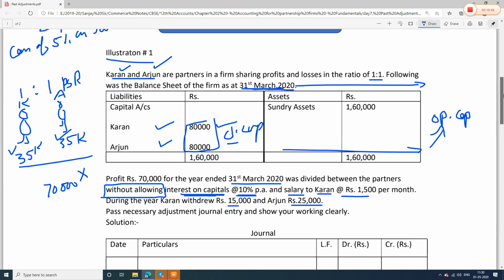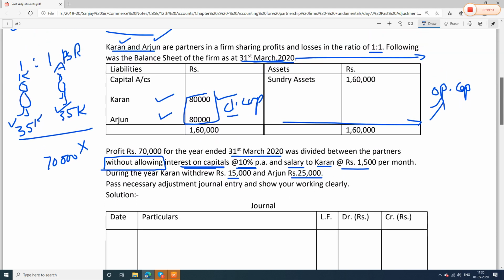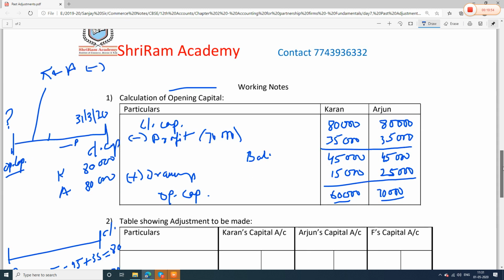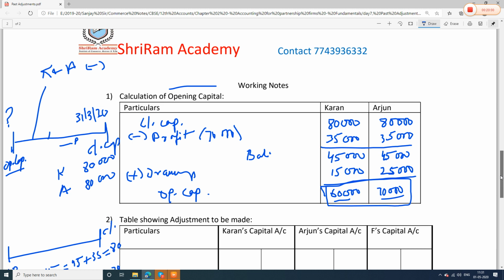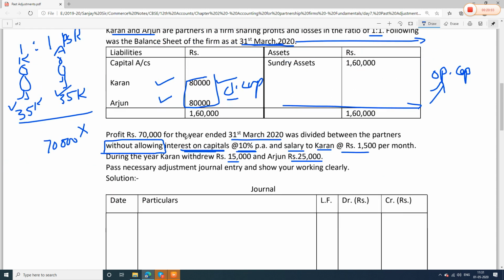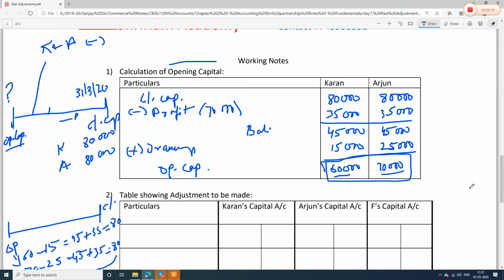Someone might ask me, sir, why have we calculated this opening capital 60,000 and 70,000? We have calculated opening capital because in the question, without allowing interest on capital of 10%, we have to calculate interest on capital on opening capital only, and we did not know what the opening capital is, so we made this working note. Now we can calculate the interest on this amount, which will be 6,000 for Karan and 7,000 for Arjun.